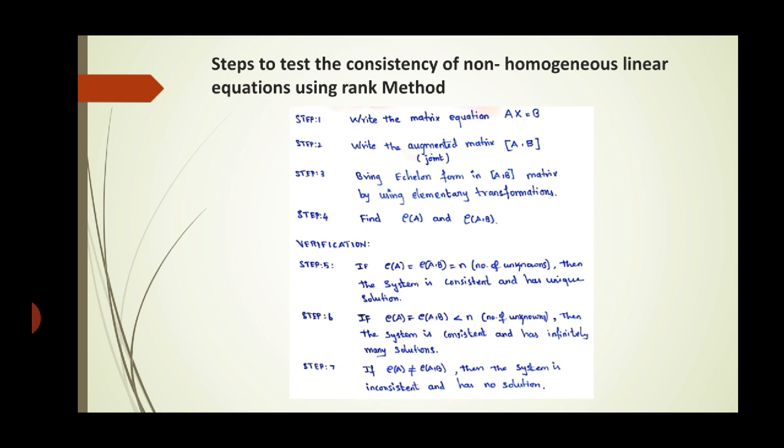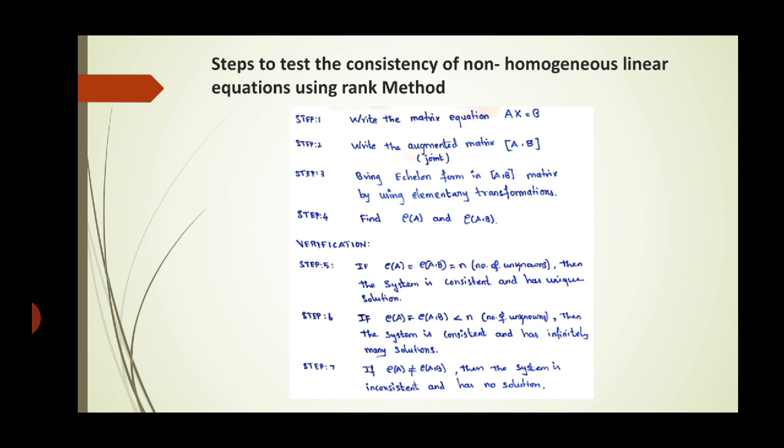Second step, write the augmented matrix A, B. This means you have to join the A and B matrices and together make a single matrix. So it's a joint matrix of A B, that's what they call the augmented matrix A B. Third step is, after writing the augmented matrix, we have to bring echelon form in A comma B. The A B matrix we have to bring to echelon form by using elementary transformations. You know, echelon form, the triangular form of zeros we have to make. In the last class we have seen that, so that we are going to apply here.